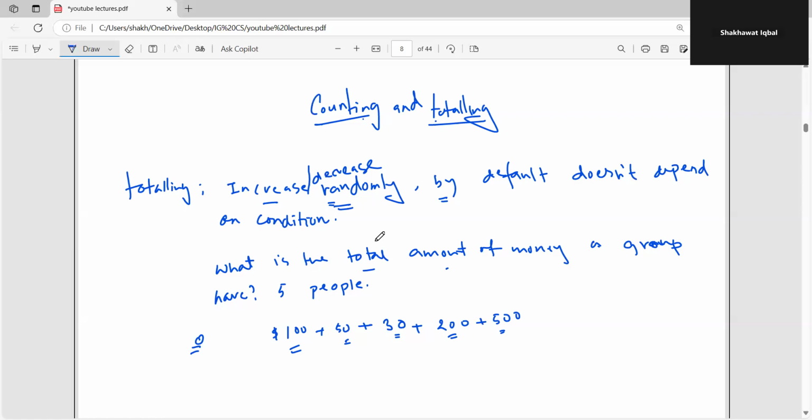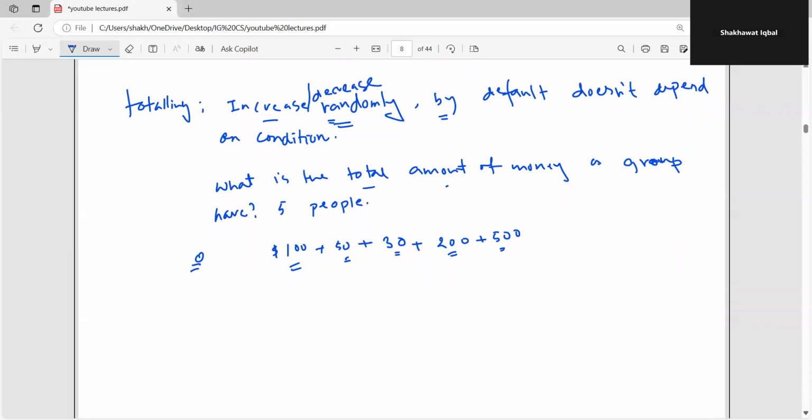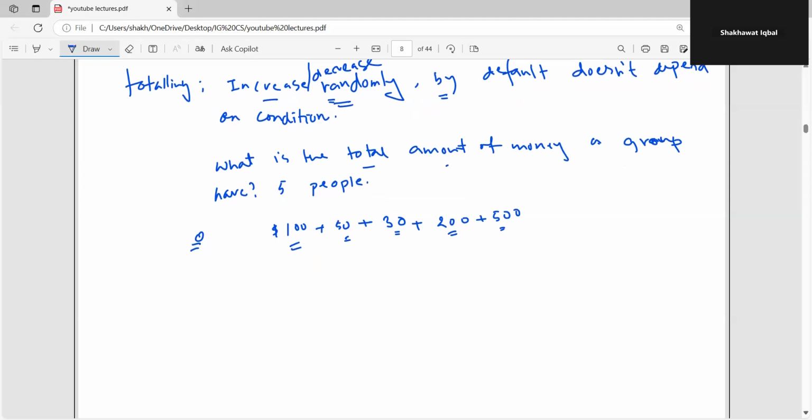This is a very important concept because we have to read the question properly and check whether they put any condition or not. So today we are going to learn about totaling in detail. Okay, so let's start.